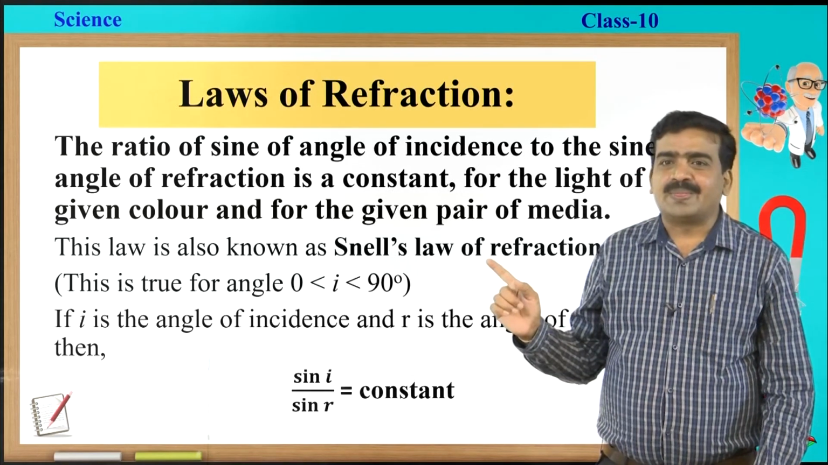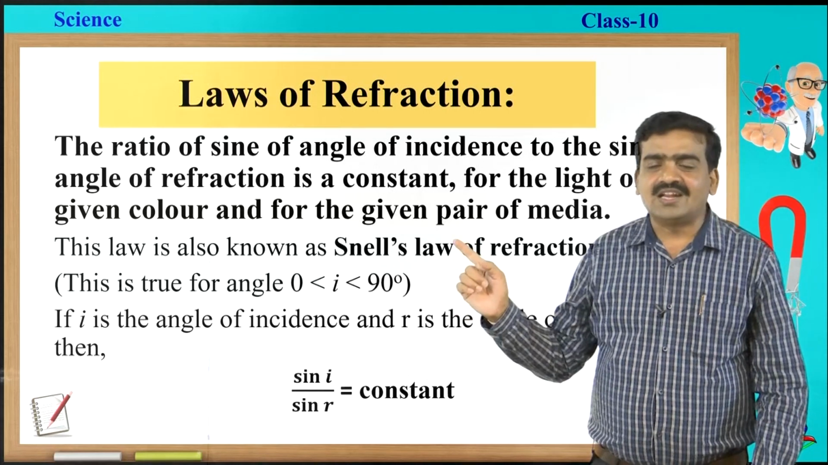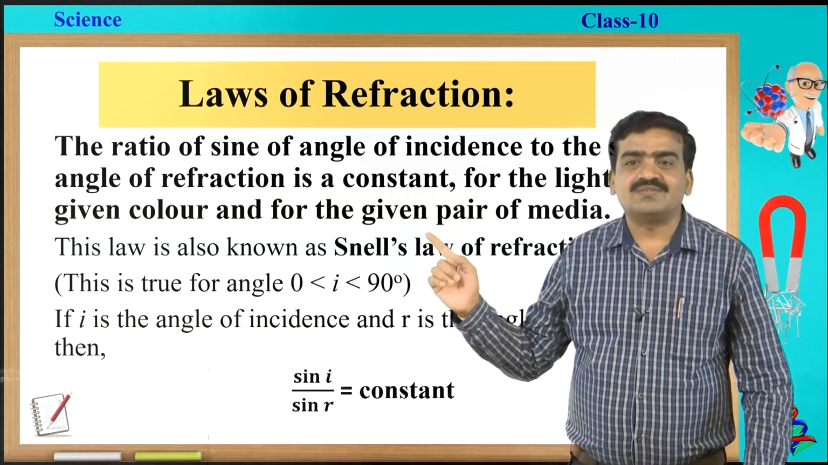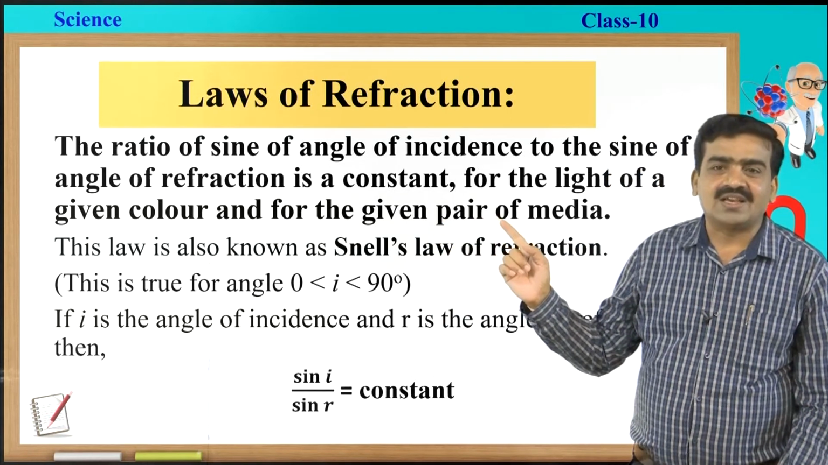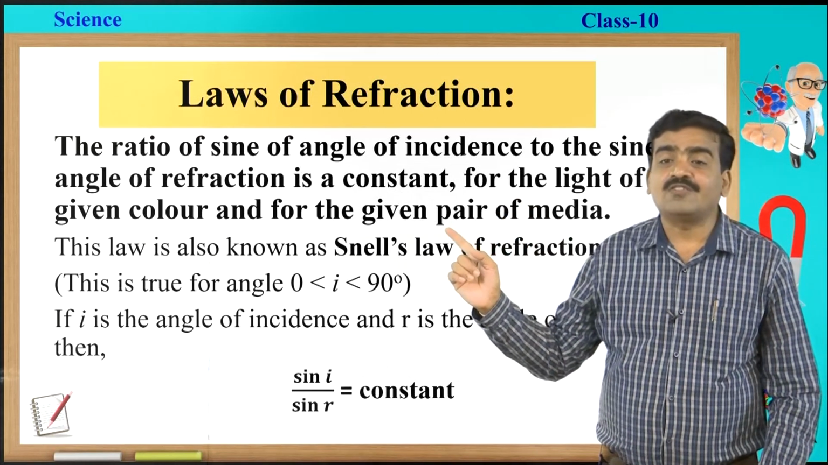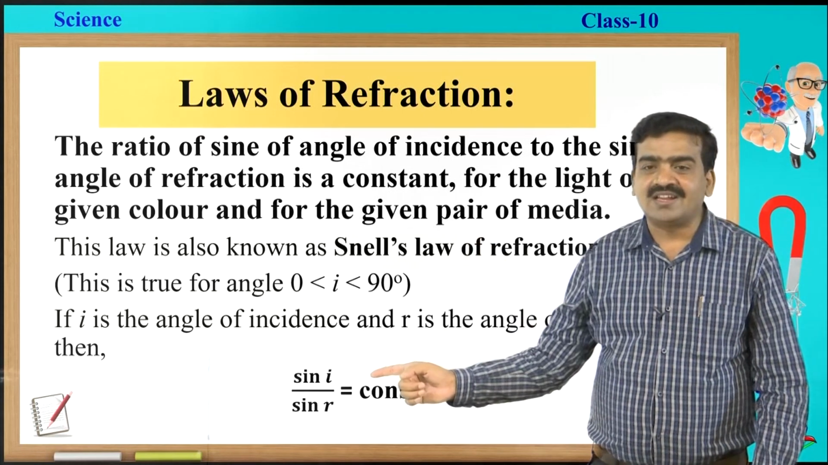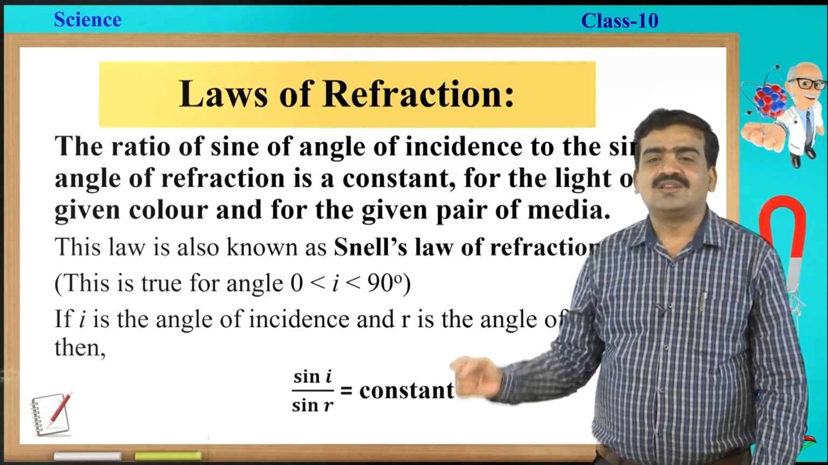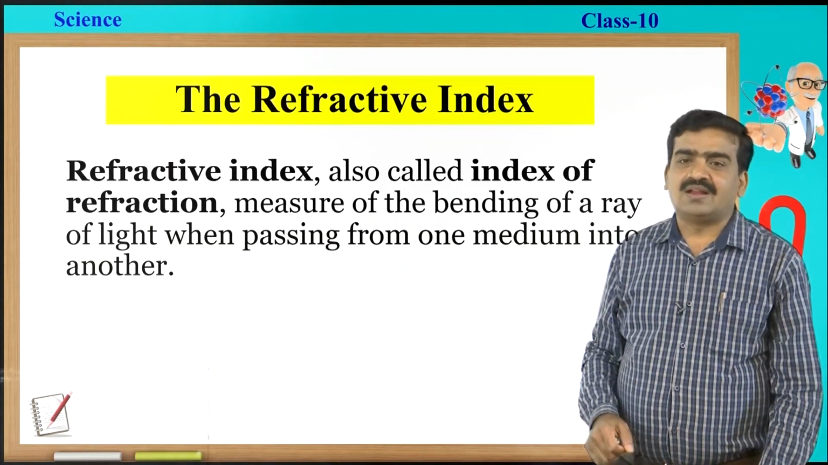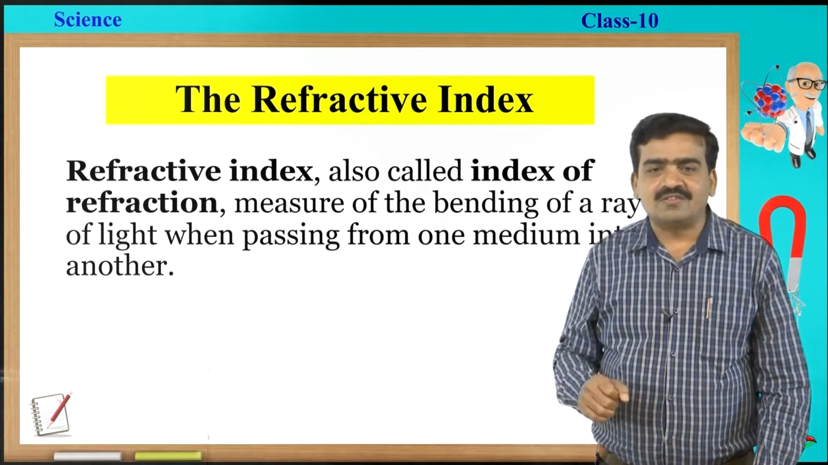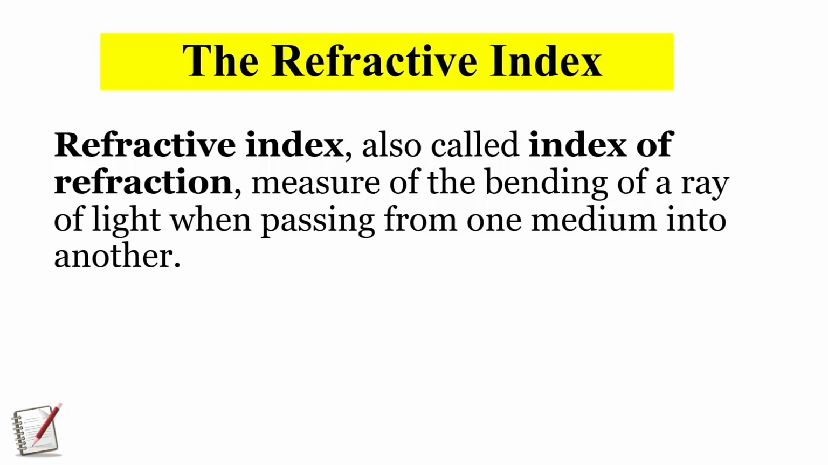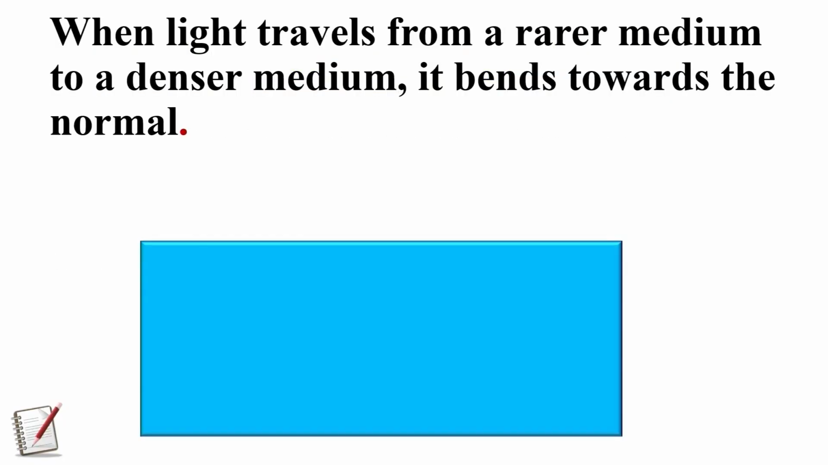And also you have learned the second law of refraction. The statement of the second law of refraction is: the ratio of the sine of the angle of incidence to the sine of the angle of refraction is constant for the light of a given color and for the given pair of media. Mathematically we write sin i by sin r is equal to constant, where i is the angle of incidence and r is the angle of refraction. And also you have learnt about the refractive index. It is the measure of the bending of a ray of light when passing from one medium to another medium.